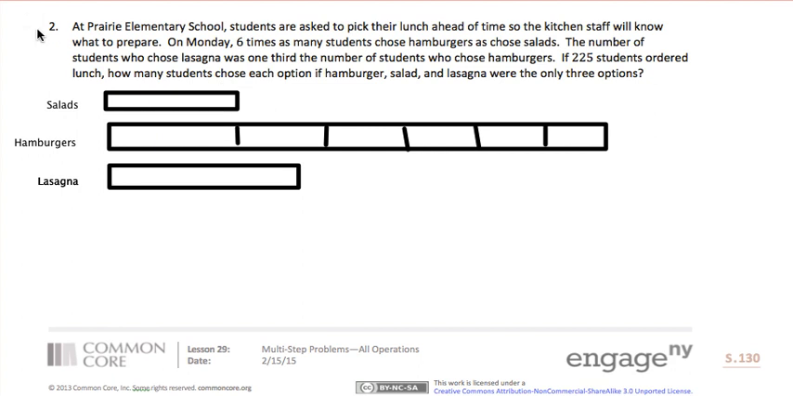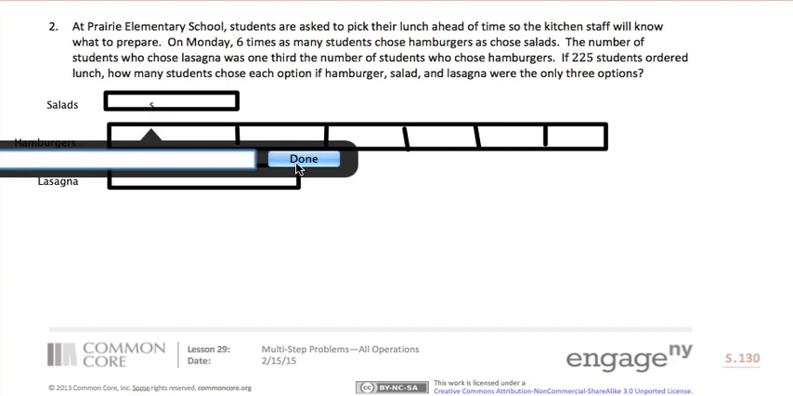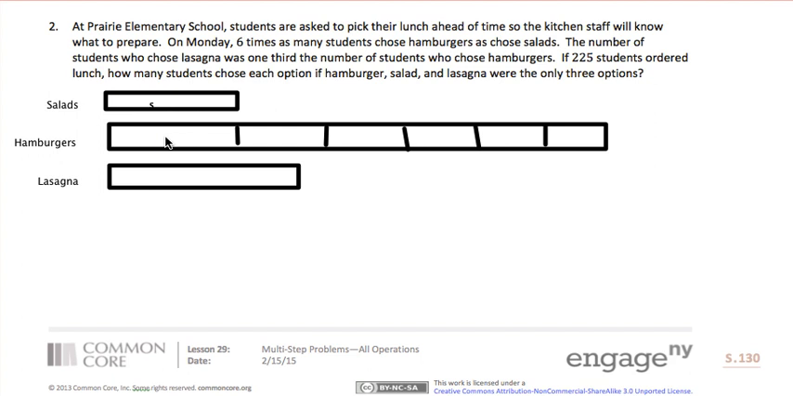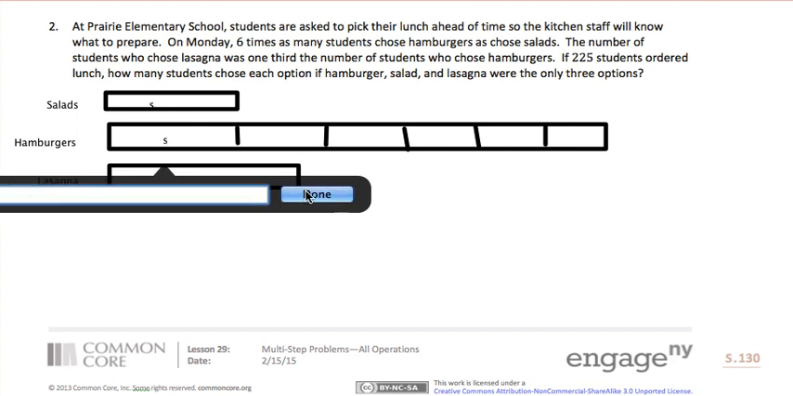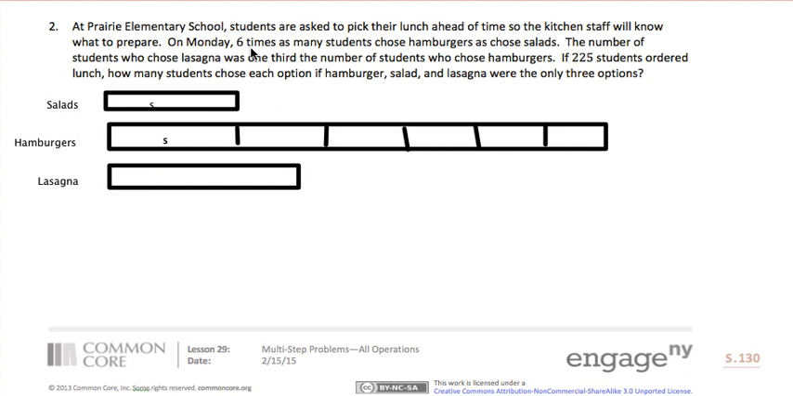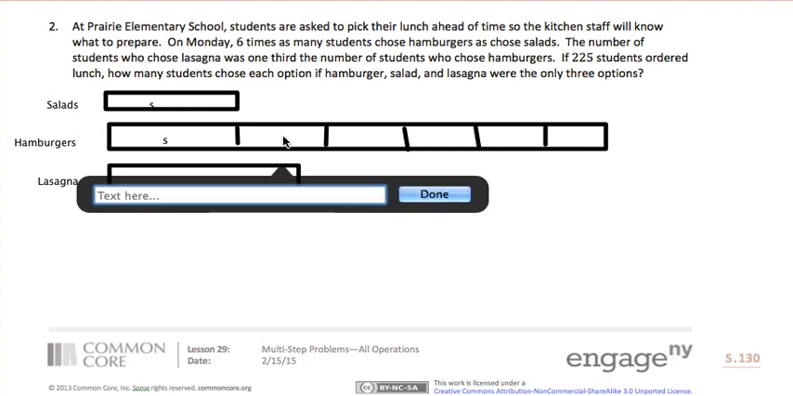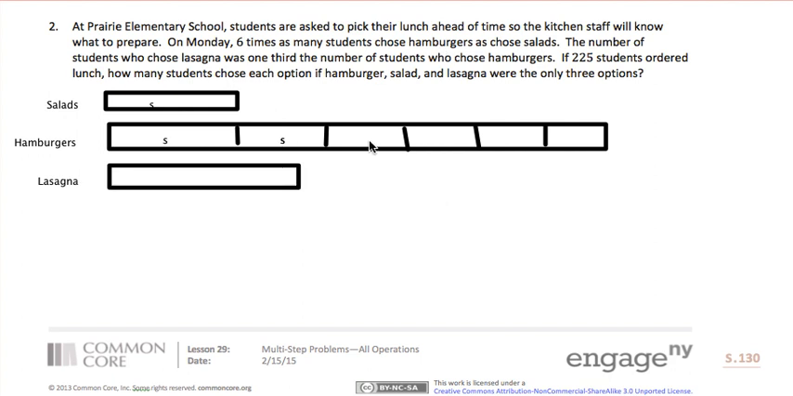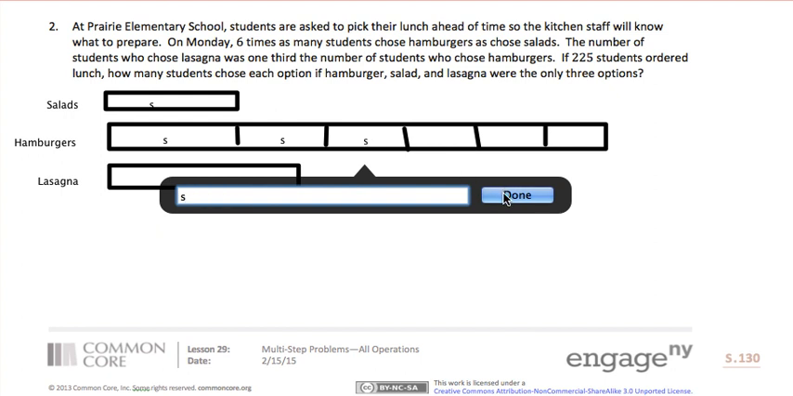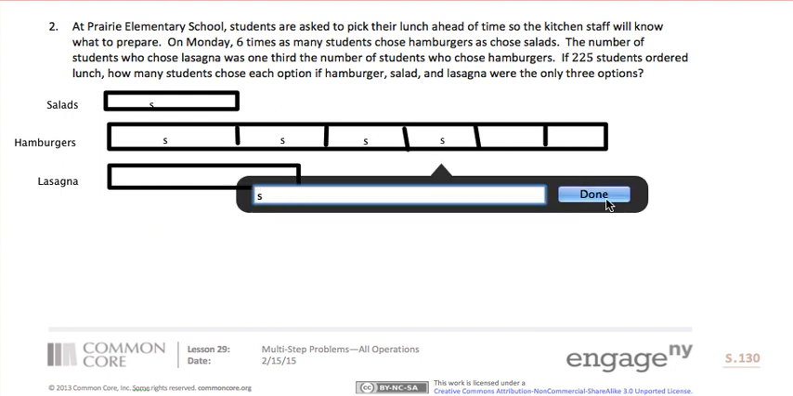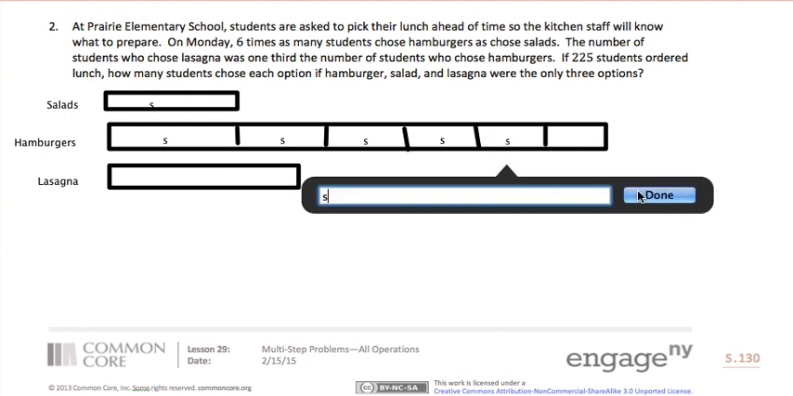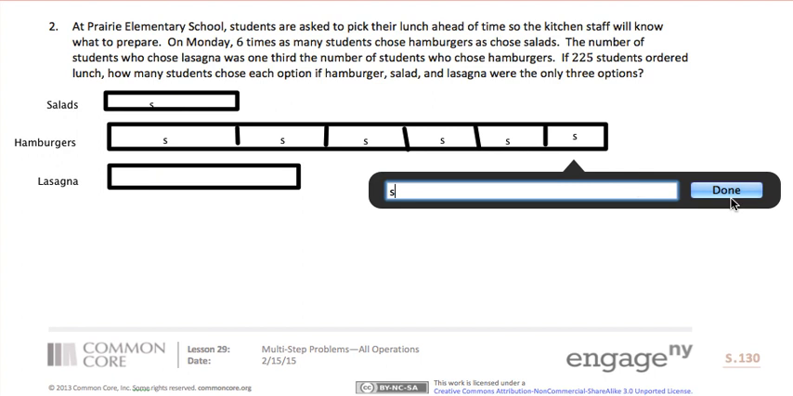So then what we have are salads, hamburgers, lasagna, and the salad seems to be the base size. So our variable we'll use as s. That means, of course, that hamburgers, they told us, are 6 times as many students chose hamburgers as chose salad. So my pieces aren't exactly to scale, but you're going to have the same thing happen to you. And I'll fill in the s for each one of these pieces.